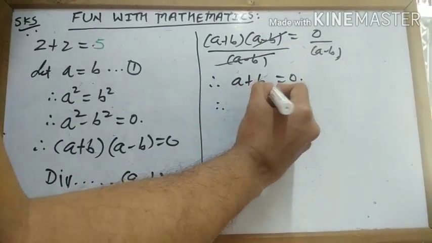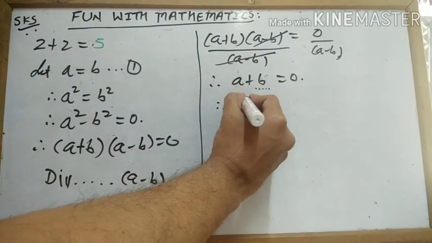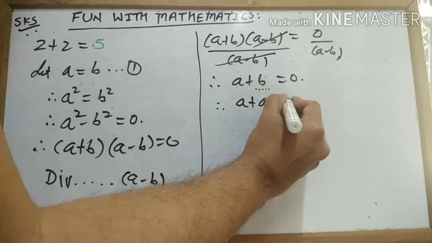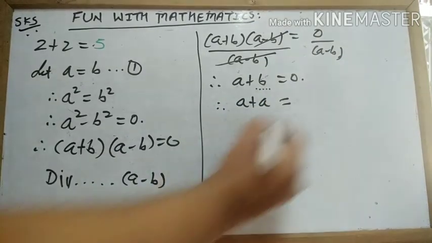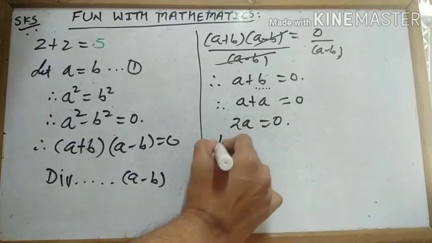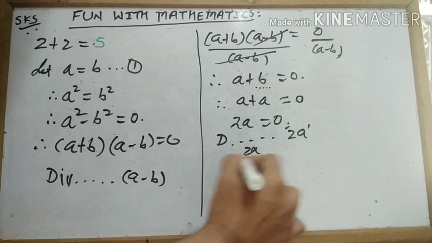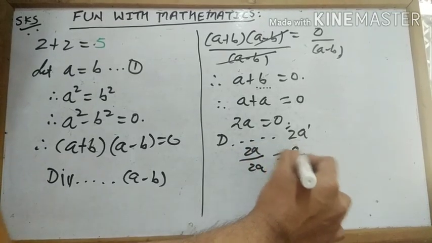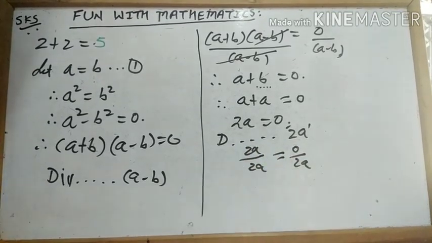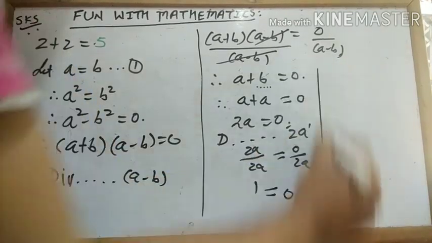Now I know A is equal to B. You just check it out over here. A is equal to B. So this B I'm replacing with A. A plus A is equal to 0. Therefore 2A is equal to 0. Dividing both sides by 2A. So 2A over 2A is equal to 0 over 2A. 2A over 2A is 1. This is equal to 0.